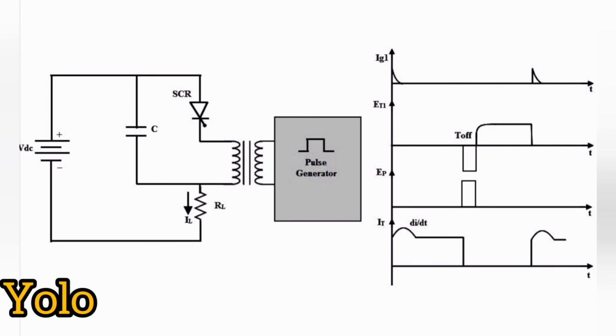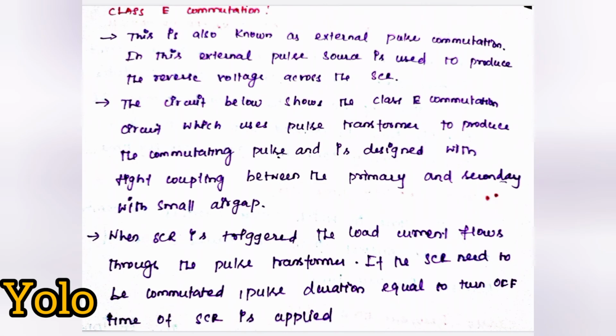And last one, class E commutation. This is also known as external pulse commutation. In this, an external pulse source is used to produce reverse voltage across the SCR. The circuit below shows class A commutation, which uses a pulse transformer to produce the commutating pulse and is designed with tight coupling between the primary and secondary with a small air gap.